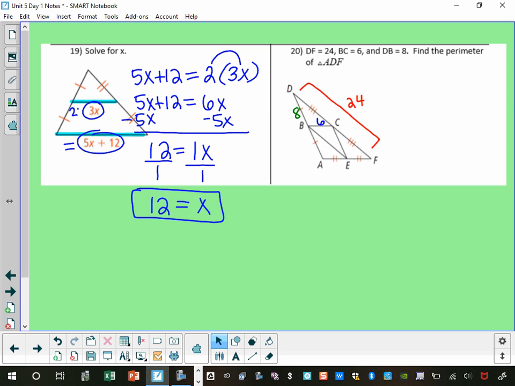Let's see what we can fill out. Let's look at the green. That has 1 hash mark. So if DB is 8, what is BA going to be? 8. Do we all understand that? Yes or no? Danny, you got that? Okay, so that means that this side of DA is going to equal what? What's 8 plus 8? 16. All right, we got that side.